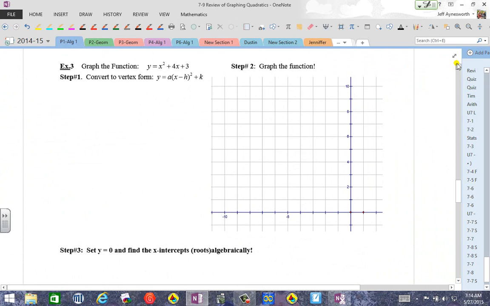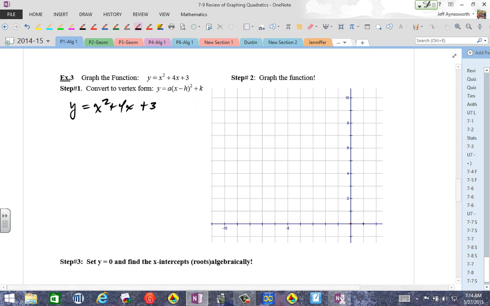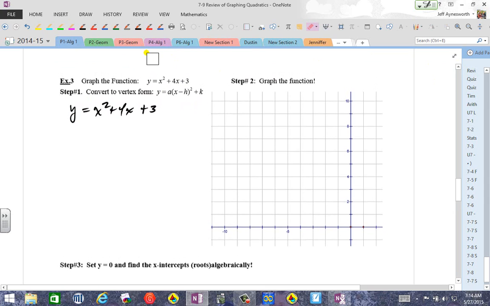Okay. So here we're going to convert this to vertex form. So y equals x squared plus 4x plus 3, which is in standard form. This is called standard form. As you guys already know, y equals ax squared plus bx plus c. So we're going to get into vertex form. Okay, so here we go. We're going to subtract 3.